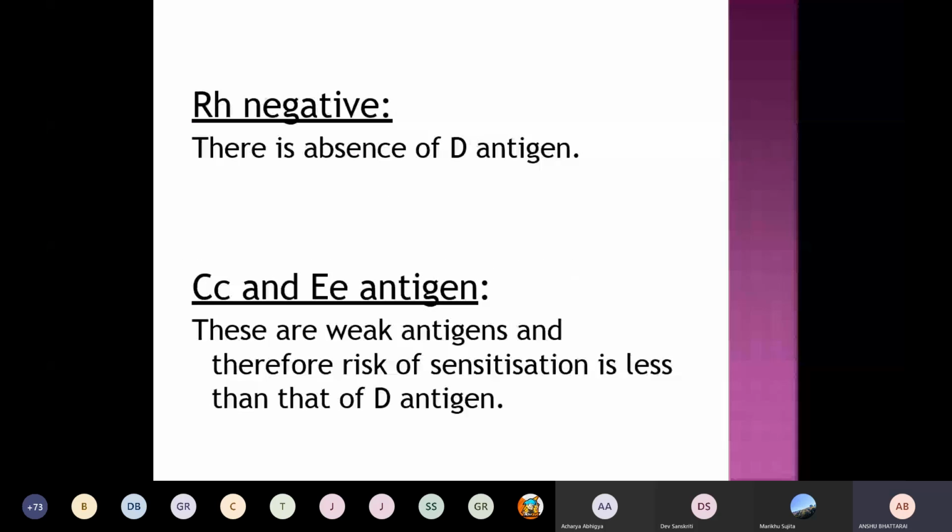And Rh negative means there is absence of D antigen. There are certain other antigens as well, C, E antigen, etc., which are weaker antigens than D, and they are of less clinical significance.